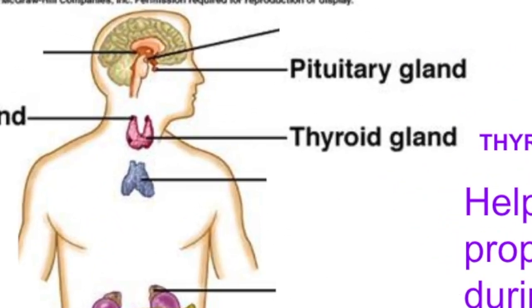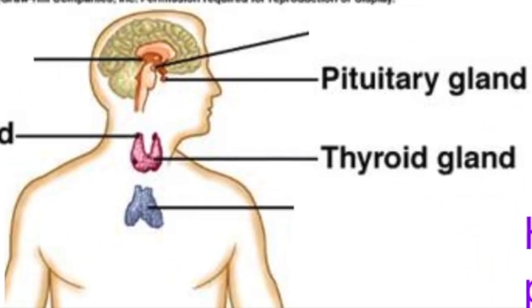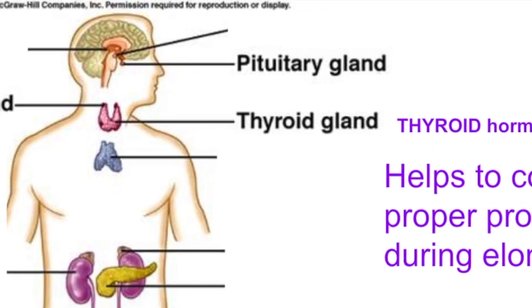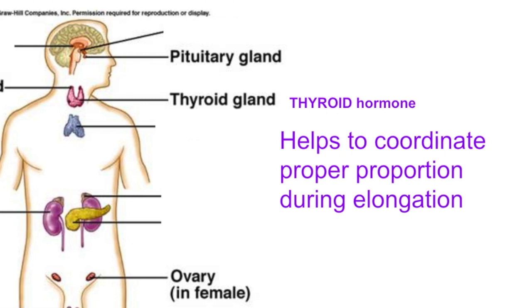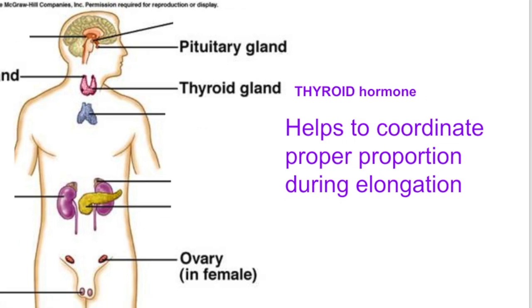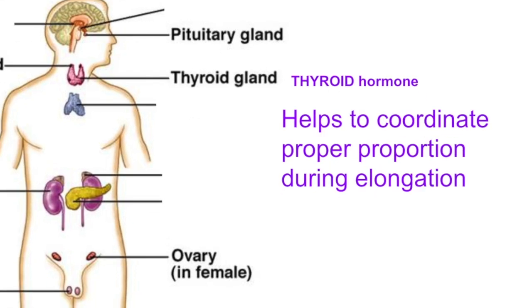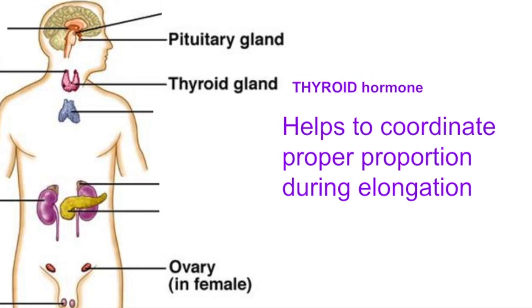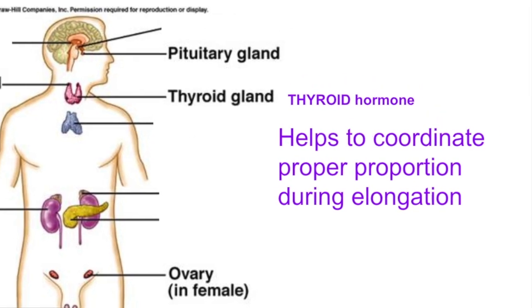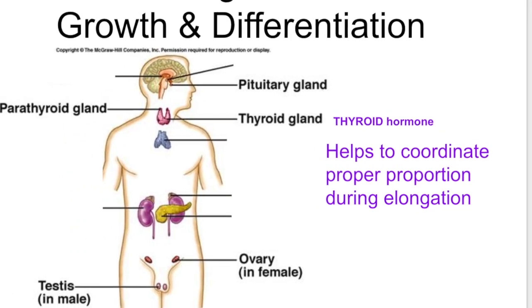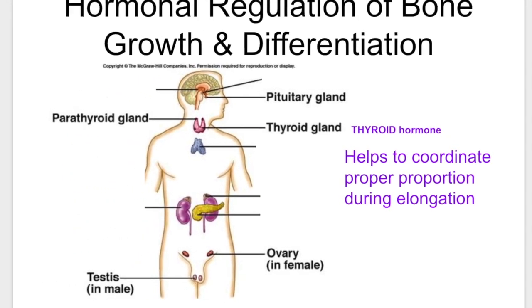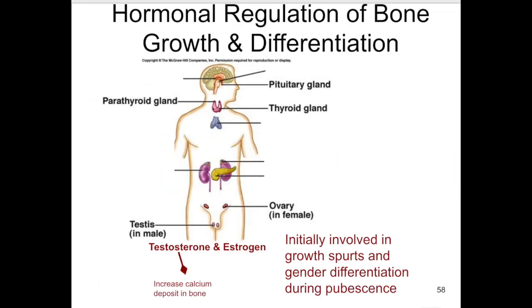The next hormone that helps to regulate growth and development is known as the thyroid hormone, and that's produced by our thyroid gland. In terms of bone, it's going to help coordinate the proportional component of elongation. So as we add on new bone, we want to make sure that we also do the trimming so it doesn't look very odd and bulky shaped. So it's going to coordinate that activity of the osteoblasts as well as osteoclasts.